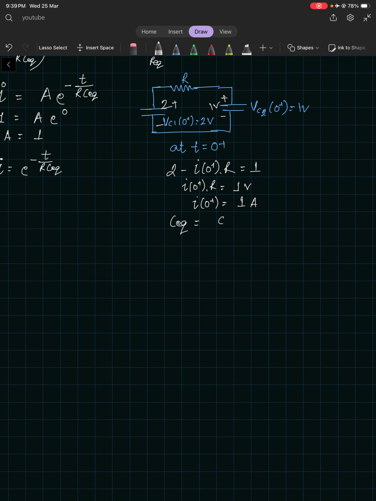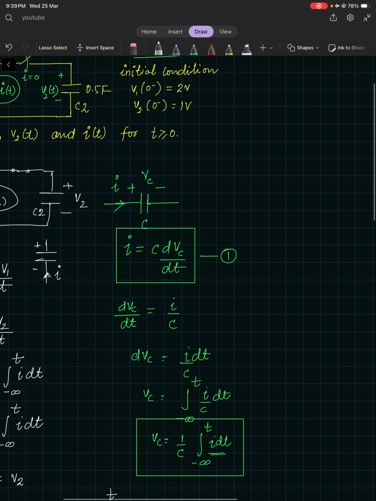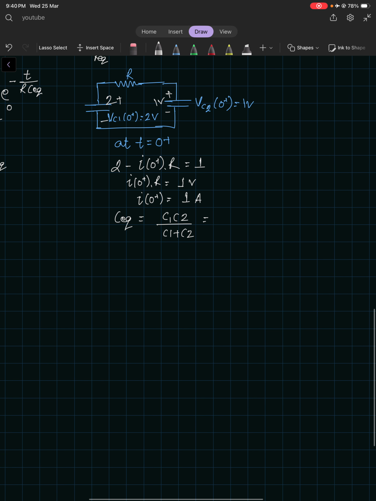It was like C1 C2 upon C1 plus C2, right? So what was C1? I think 1 farad and 0.5 farad. Okay, so C equivalent would be 1 into 0.5 over 1 plus 0.5, that will become 0.5 divided by 1.5, right? So 1 by 3. This is 1 by 3 and R is equal to 1.